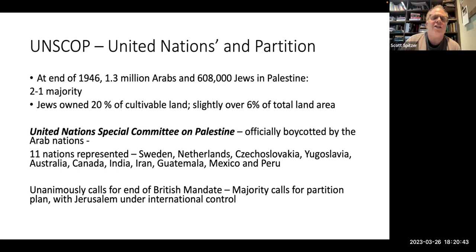And the United Nations creates a special committee on Palestine, UNSCOP, to try to figure out what to do with this. So the United Nations is not seen negatively by anybody, but the Arab nations immediately boycott it. The 11 nations on UNSCOP are Sweden, the Netherlands, Czechoslovakia, Yugoslavia, Austria, Canada, India, Iran, Guatemala, Mexico, and Peru. The idea is these are countries that don't have a lot at stake, that can be neutral here.